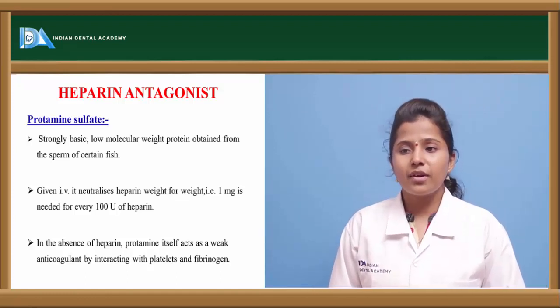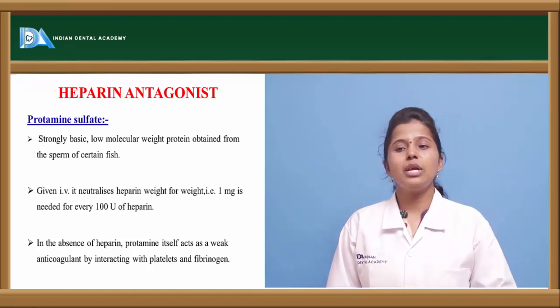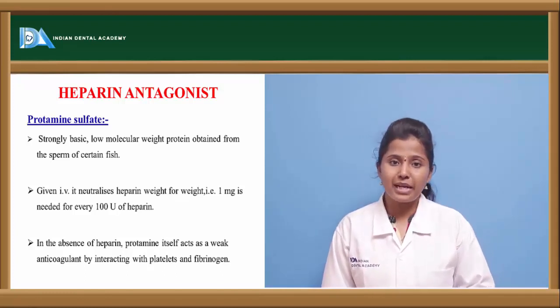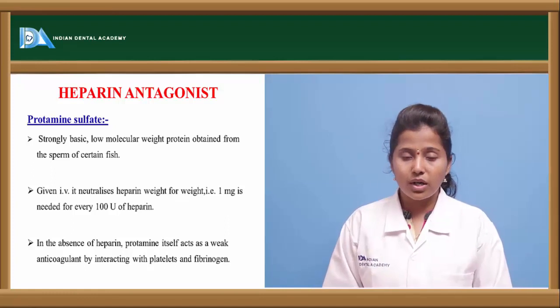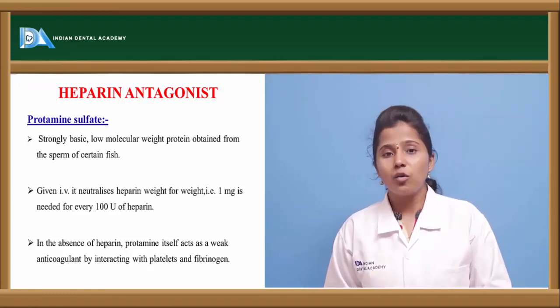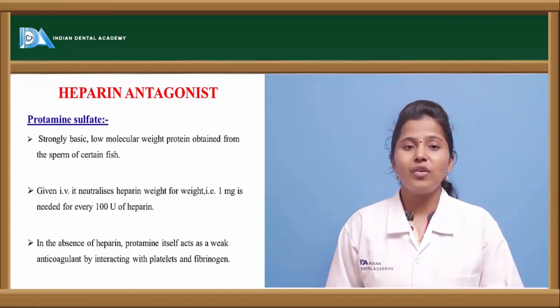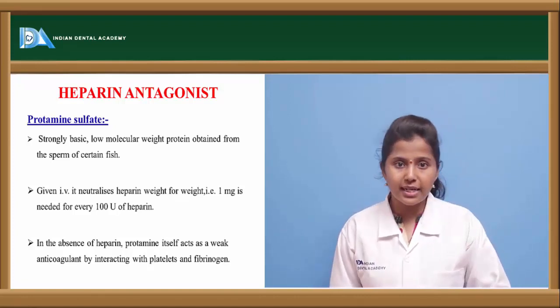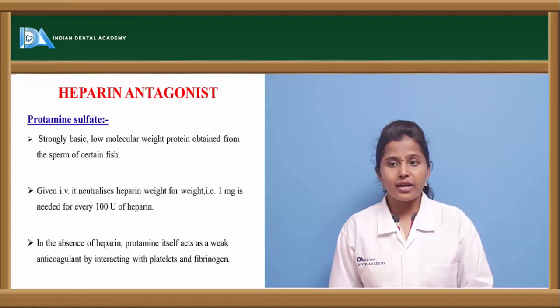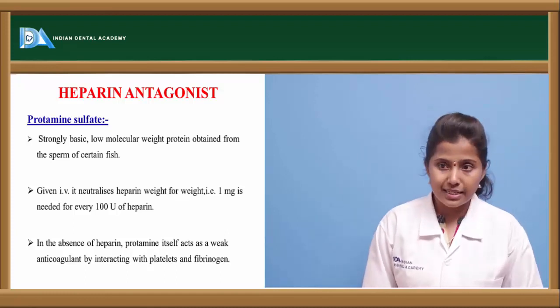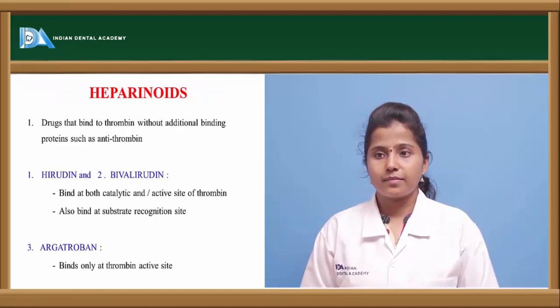And in the absence of heparin, protamine itself acts as a weak anticoagulant by interacting with platelets and fibrinogen. If heparin is not present in the body, and if a heparin antagonist is given, it itself acts as a weak anticoagulant. It is not a potent anticoagulant, but it shows a less anticoagulation effect by interacting with platelets and fibrinogen.